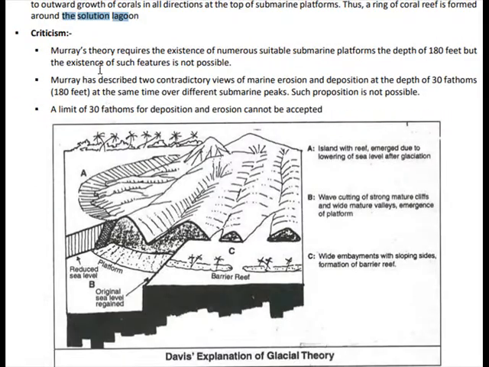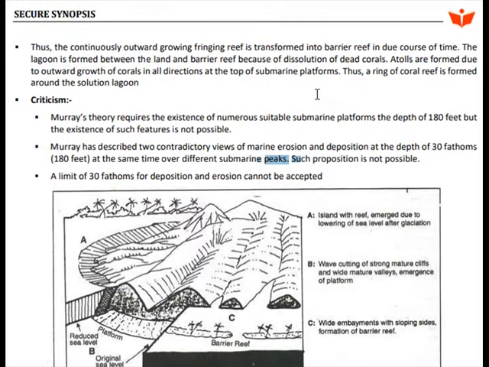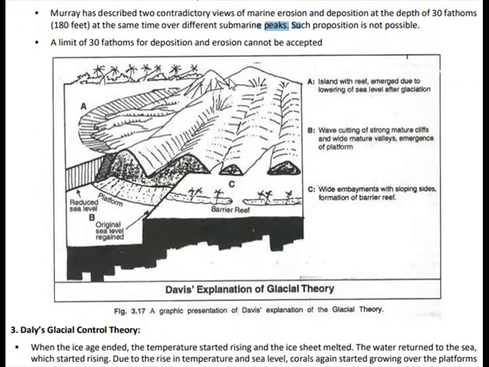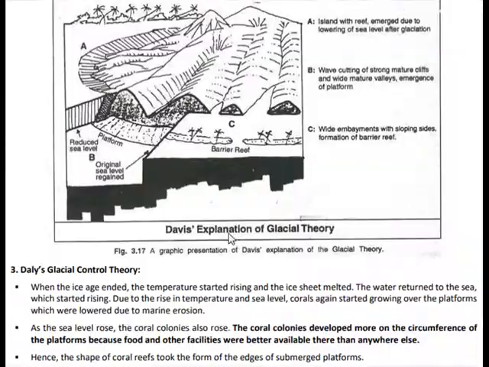Criticism. Murray's theory requires the existence of numerous suitable submarine platforms at a depth of 180 feet, but the existence of such features is not possible. Murray has described two contradictory views of marine erosion and deposition at the depth of 30 fathoms, 180 feet, at the same time over different submarine peaks. Such a proposition is not possible. The limit of 30 fathoms for deposition and erosion cannot be accepted. 3. Daly's glacial control theory.